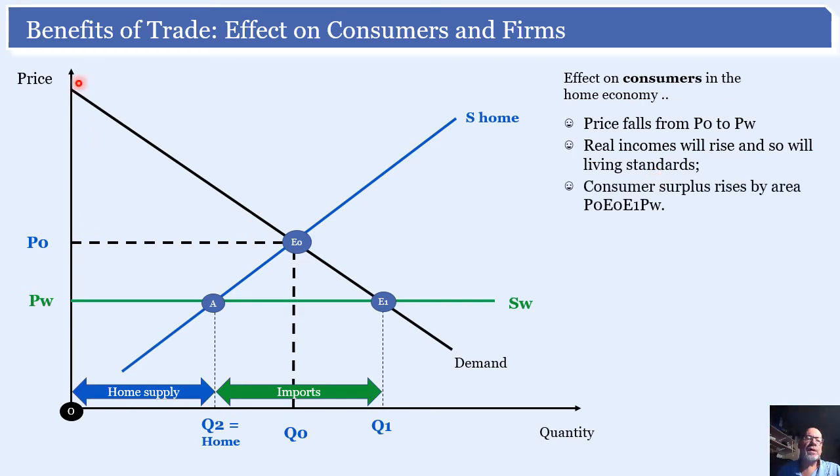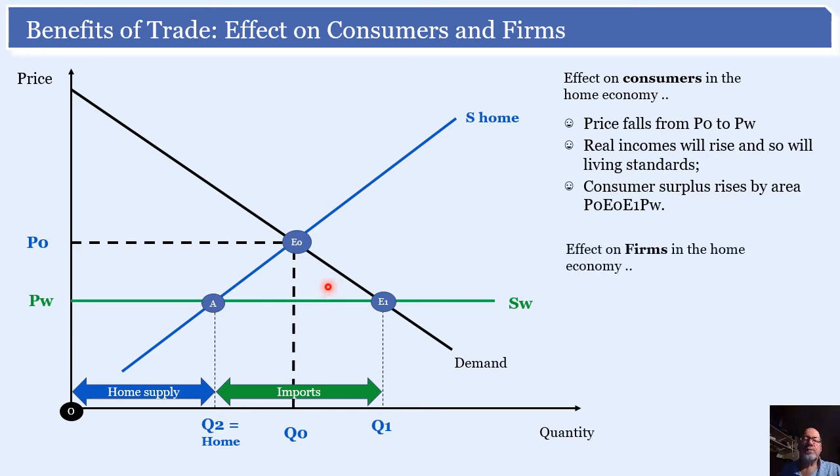And also, hope you can see that the consumer surplus, which was this area here, has now risen to this area here. And so this shape, P0, E0, E1, A, PW, is going to be the consumer surplus increase.